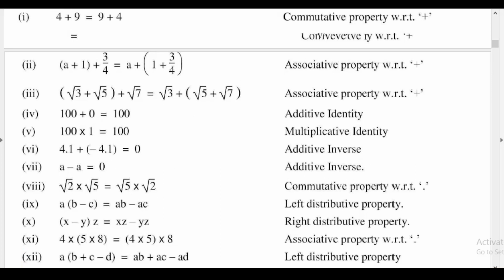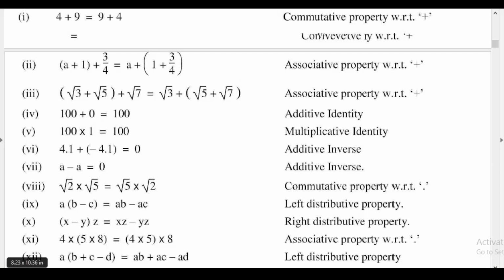Next, (x minus y) into z is equal to xz minus yz. That is the right distributive property. Next, 4 multiply (5 multiply 8) is equal to (4 multiply 5) multiply 8. That is the associative property with respect to multiplication.